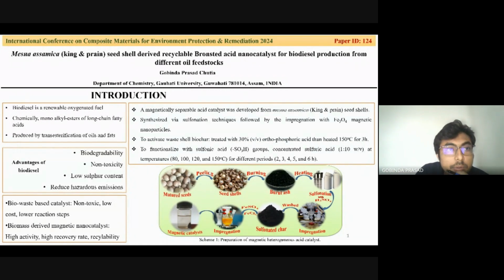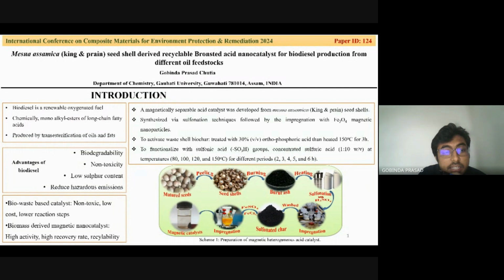I am going to present my work on Mesua assamica seed shell derived recyclable Bronsted acid nanocatalyst for biodiesel production from different oil feedstocks. Now, biodiesel is a renewable oxygenated fuel, known as monoalkyl esters of long-chain fatty acids, produced by transesterification of oils and fats. It has numerous advantages, including biodegradability, non-toxicity, low sulfur content, and reduced hazardous emissions.